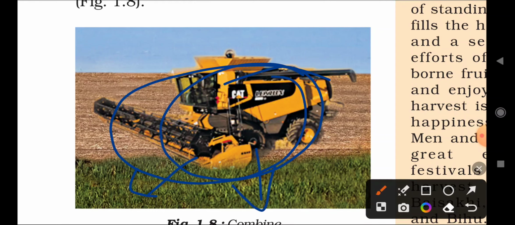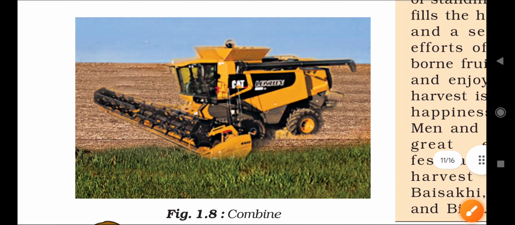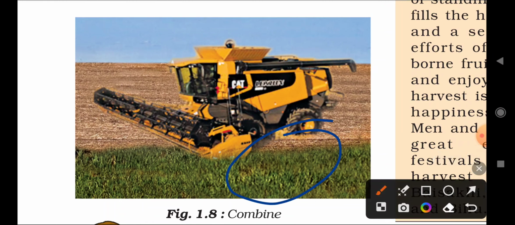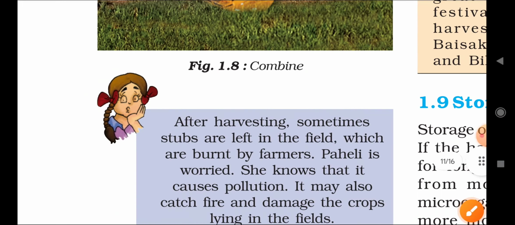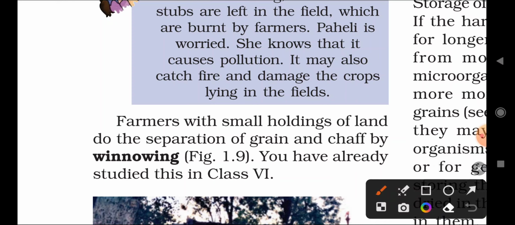It does both works at a time, but in the traditional method, first the farmer cuts the crops, and after that separates the seed from the chaff. But this machine does both functions at a time. It will cut the crops as well as separate the seeds from the chaff. Chaff means unwanted substance, waste product.